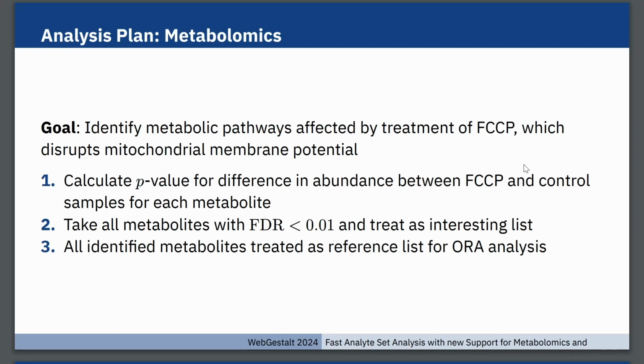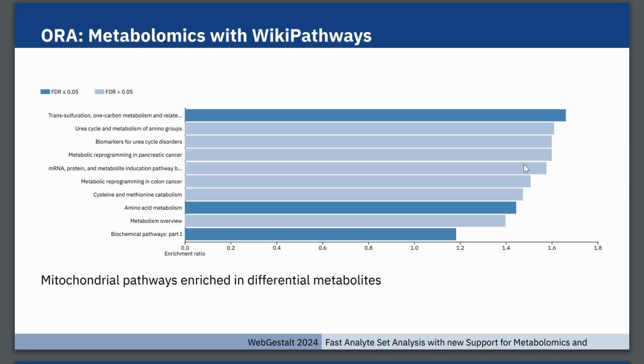And then all the metabolites, including these interesting metabolites, are the background list in the overrepresentation analysis. That's the typical workflow for overrepresentation analysis and how you'd use our tool. If we run it with WikiPathways, you can see that you actually do get three statistically significant pathways. Amino acid, you do get some mitochondria-related pathways.